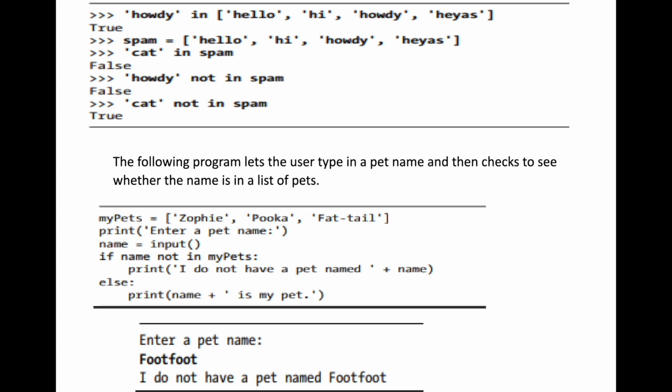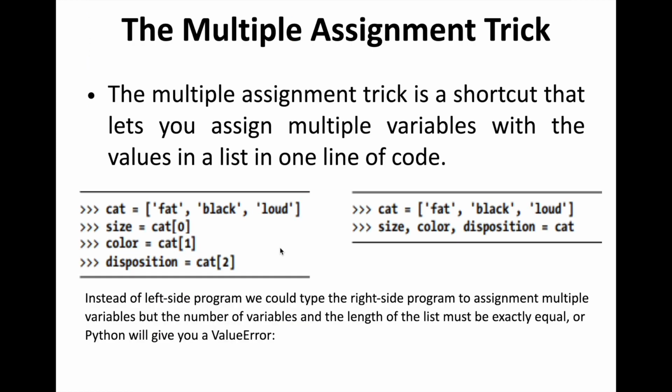Okay. Next, multiple assignment tricks. What is the multiple assignment trick? The multiple assignment trick is a shortcut that lets you assign multiple variables with the values in a list in one line of code. That means, in simple words, I can write multiple variable values in a single line of code.